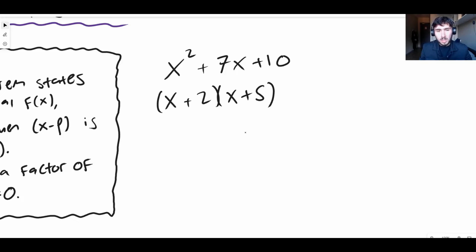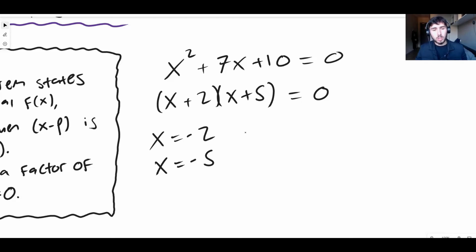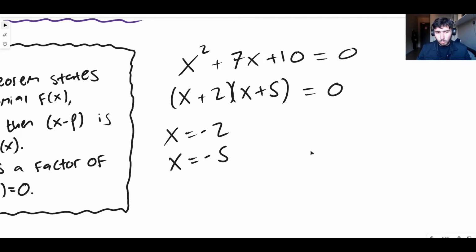Now, if we set it equal to 0, we can set both factors equal to 0. What are the roots of this equation? For what values of x is this equation true? Well, x is equal to minus 2, and x is equal to minus 5, because if you substitute either minus 2 or minus 5 into either version, they are the same equation just written differently, and it's true. Brilliant. So, why is that important?